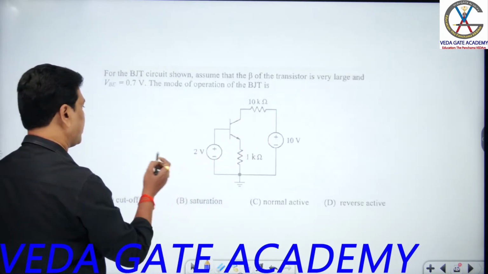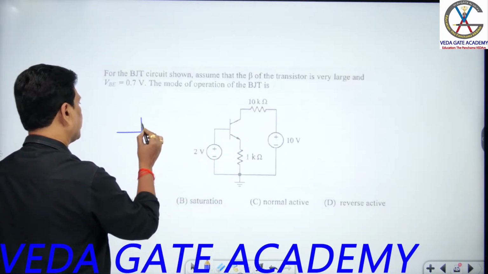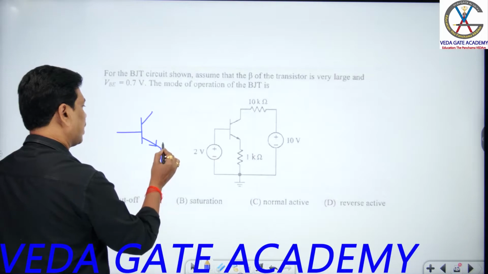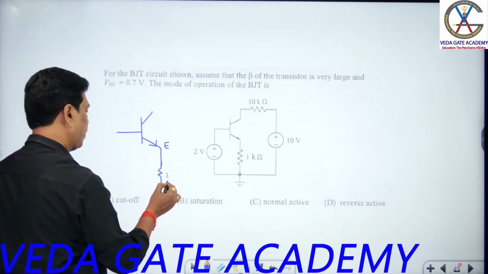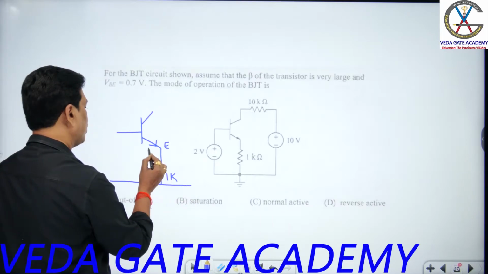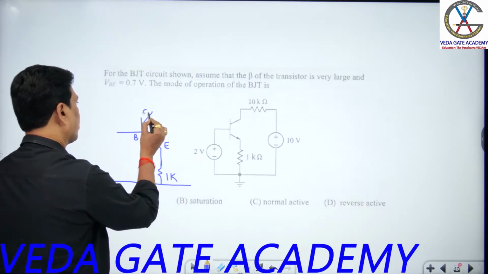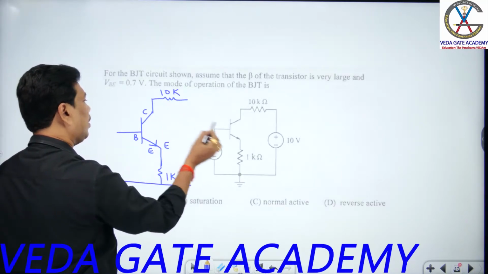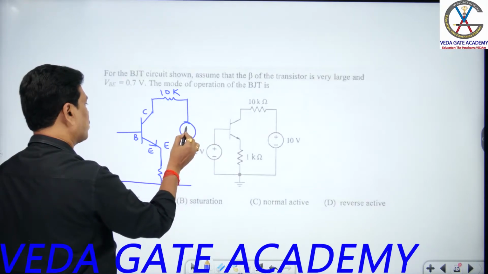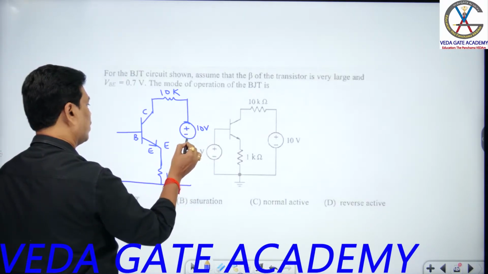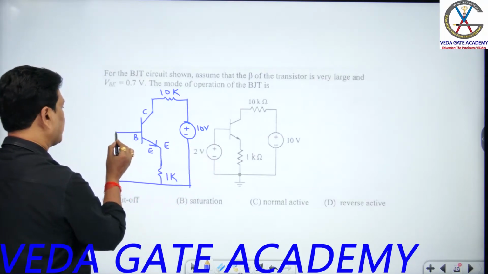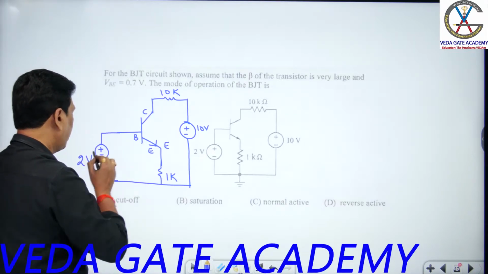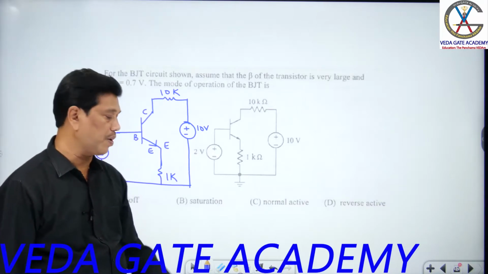First I redraw the circuit of the BJT. This is the BJT circuit given. So here in the emitter, there is a 1 kilo ohm resistor connected, 1K. So this is emitter, base, collector you can call, students. In this, the collector load is 10K. And the collector supply is given as 10 volts. Okay. And the input bias is given, students, 2 volts. So this is the circuit given, asking whether it is active or saturation or cutoff or reverse active.